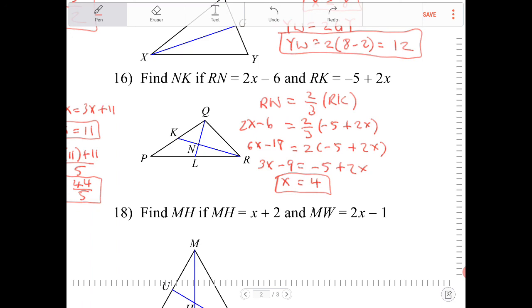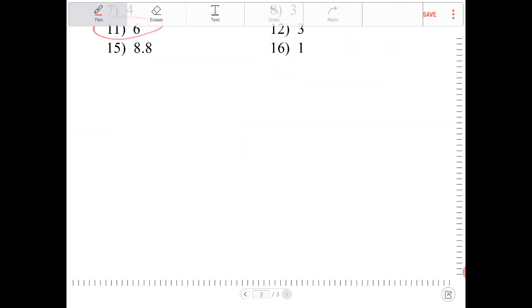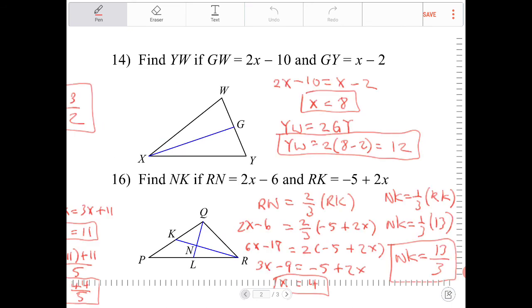Since x is equal to 4, I didn't finish yet. I need to find out what nk is. Nk, therefore, is equal to 1/3 of rk. What is rk? If x is equal to 4, then rk is equal to 13. Or nk is equal to 13/3. Again, let me just double check that. Number 16 should be 1. Where did I go wrong?